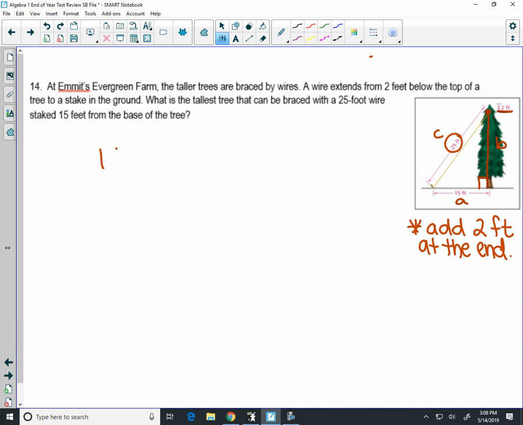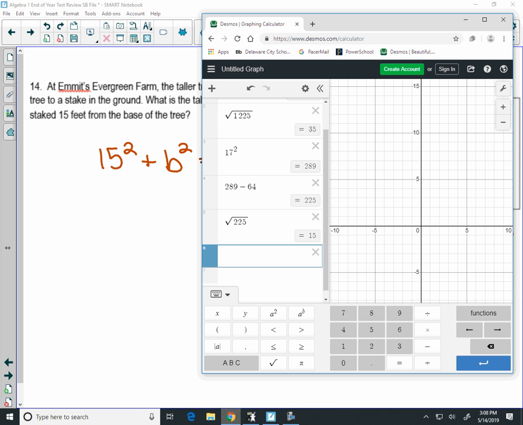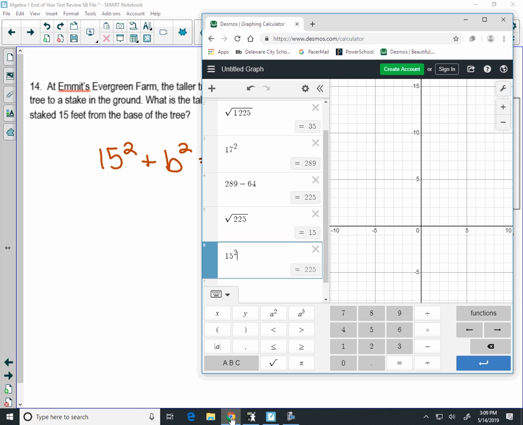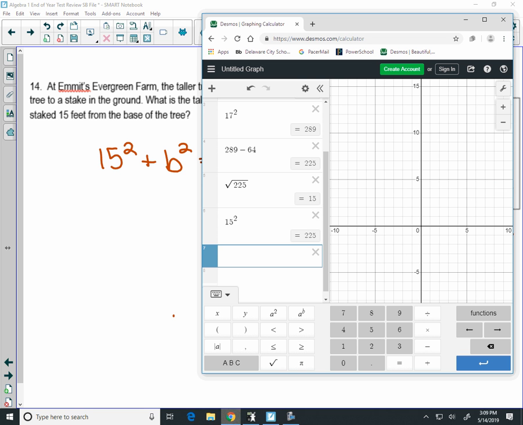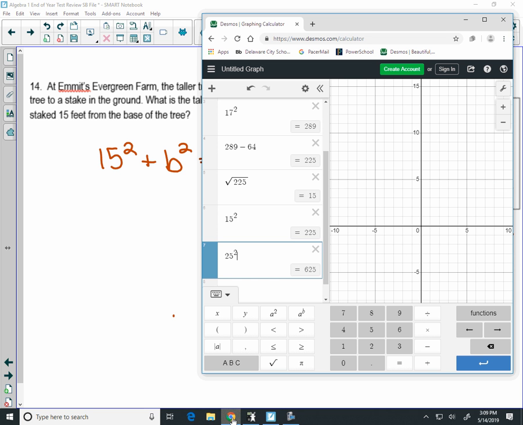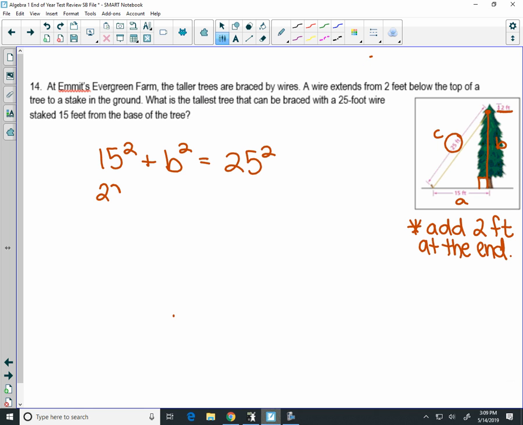Okay, so a is 15. We don't know b. We do know c. And we're going to do some calculator work here. 15 squared, well, we just did that. It was 225. 25 squared is 625. We're going to subtract over our 225.